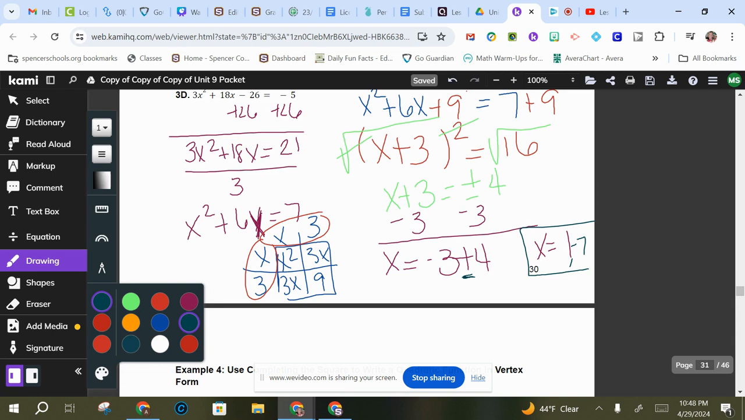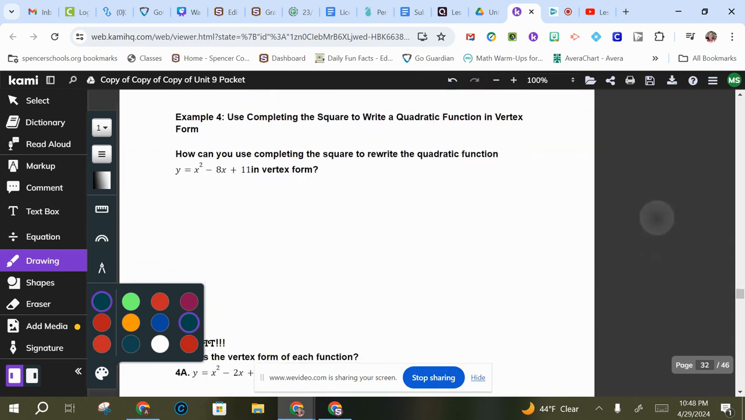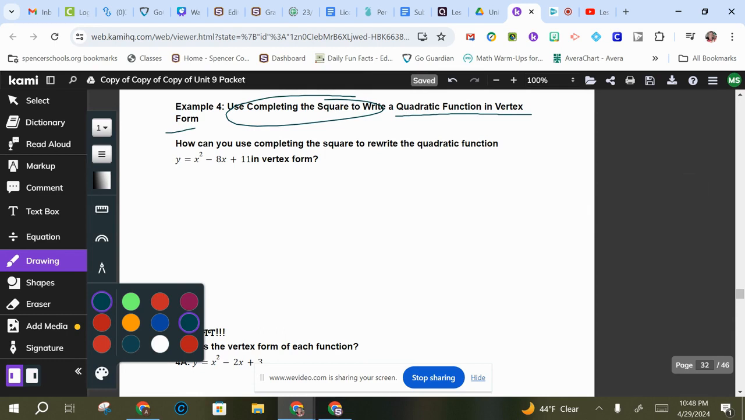Continue on example number 4 here. It says complete the square, so using that method we're working on, to write the quadratic function in vertex form. So it's been a while since we looked at vertex form, so let's just do a quick reminder. That is f of x equals a times x minus h squared plus k, where the vertex is (h, k).